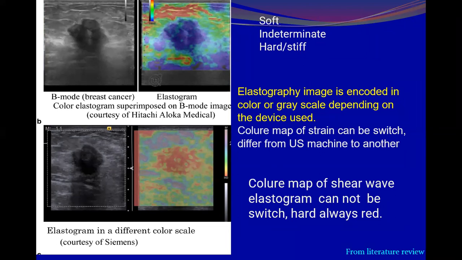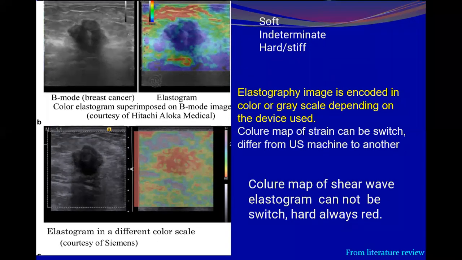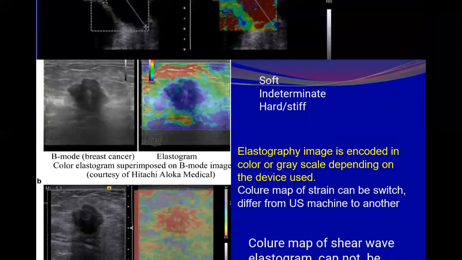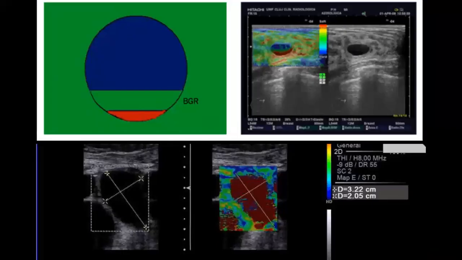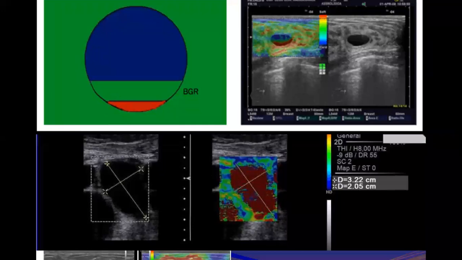But for shear wave, it is not. Everywhere in the world, they use red in shear wave to reflect hard or stiff lesions. If you have seen red, and it is not stiff, that means this is not shear wave elastography. You got the point, okay?